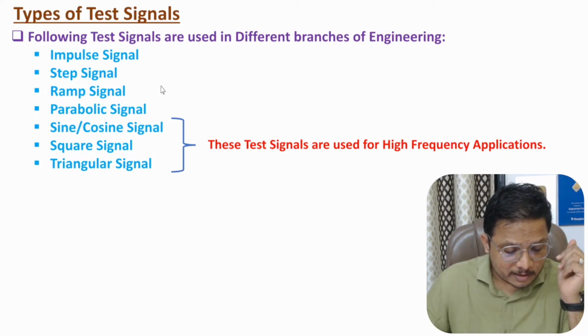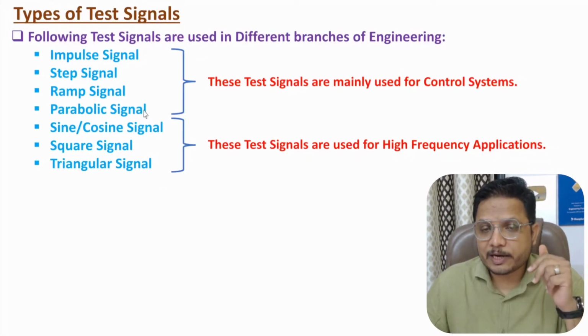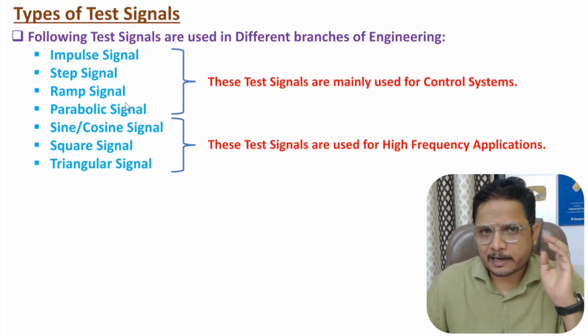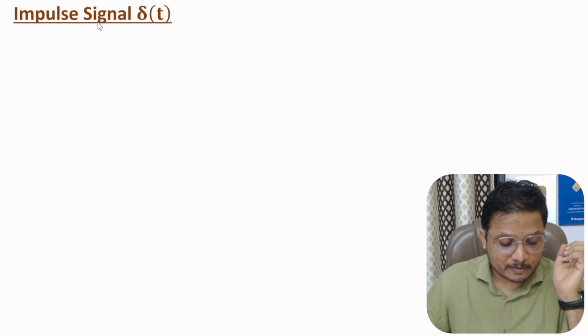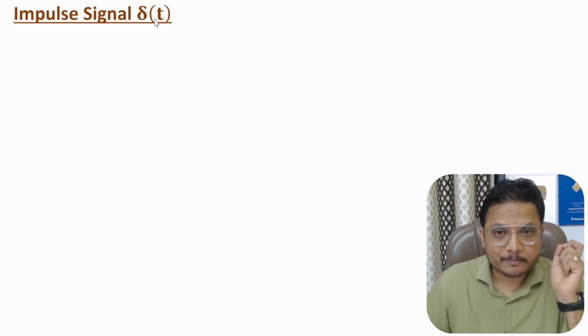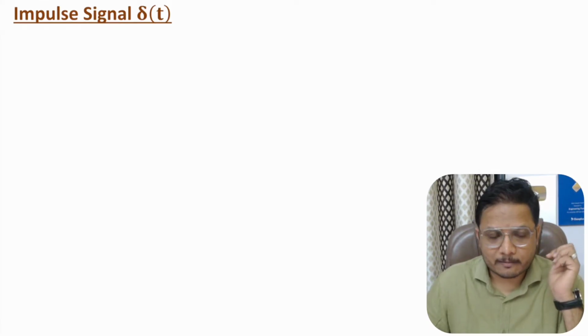See, with control systems, majorly we use these four test signals: impulse signal, step signal, ramp signal and parabolic signal. So in this video, I will explain these four signals with great clarity. Let me explain the impulse signal first. See, impulse signal is denoted by delta t, right? Now I'll explain the basic function of the impulse signal.